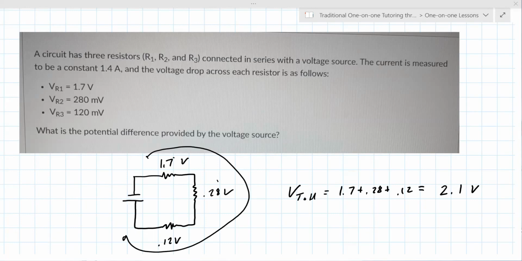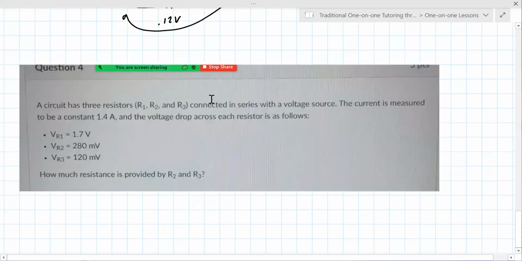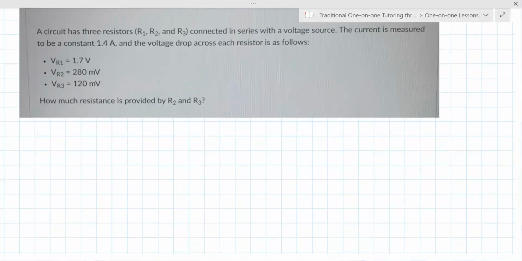Question 4 is a little more involved. Let's see here. We're kind of making our way through it. Circuit has 3 resistors connected in series. Okay, the current is measured. Why does this look exactly the same? Oh, I didn't get the answers. That's why. Let me grab those answers. Let me try this again.